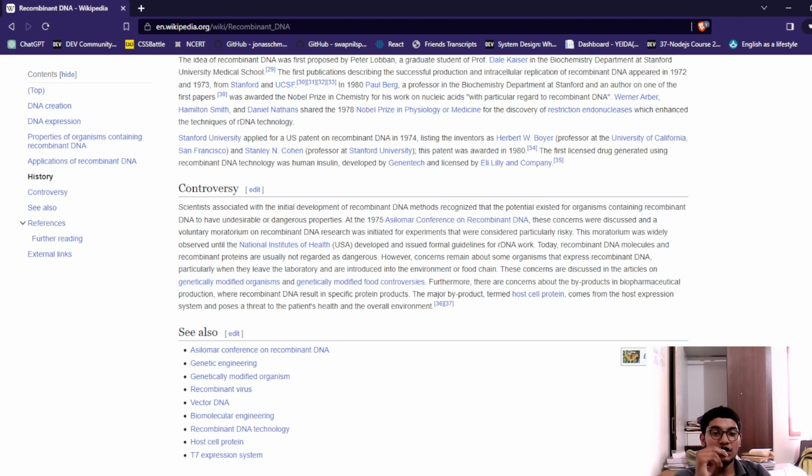Today, recombinant proteins are usually not regarded as dangerous. However, concerns remain about some organisms spreading recombinant DNA, particularly when they leave the laboratory or are introduced into the environment or food chain. These concerns are discussed in the articles on genetically modified organisms and genetically modified food controversies. Furthermore, there are concerns about byproducts in biopharmaceutical production, where recombinant DNA results in specific protein products. The major byproduct, termed host cell protein, comes from the host expression system and poses a threat to patient health and the overall environment.